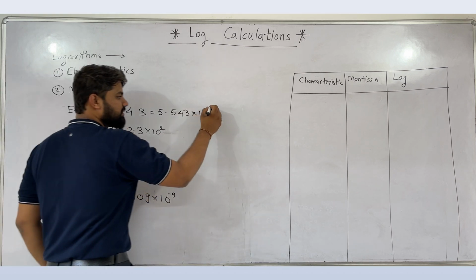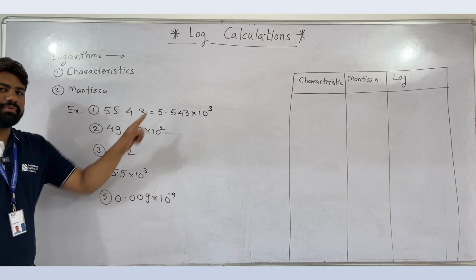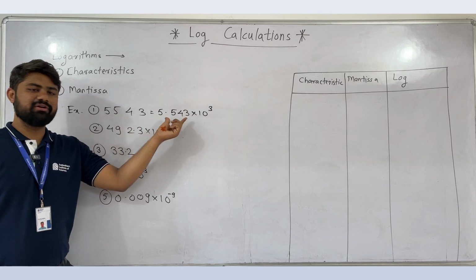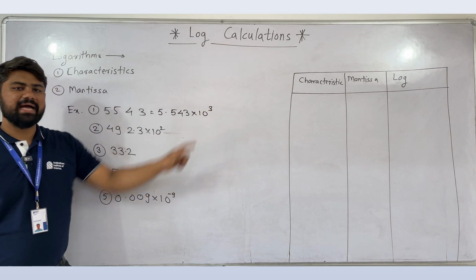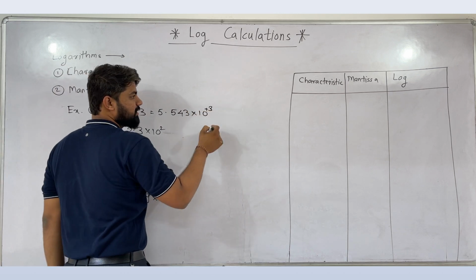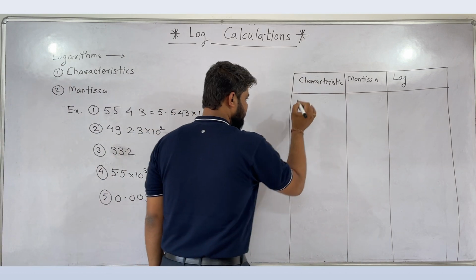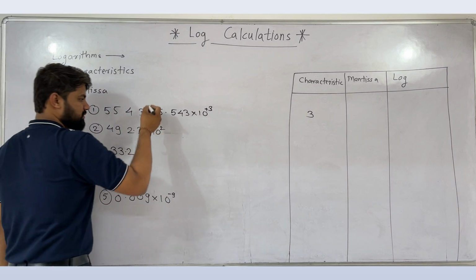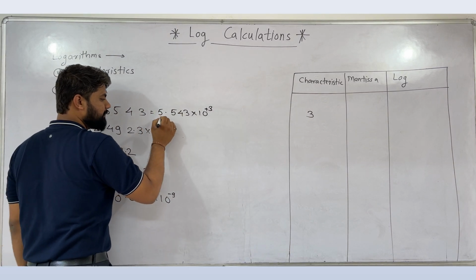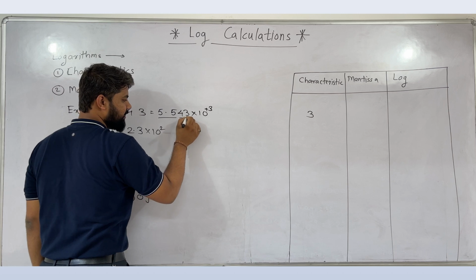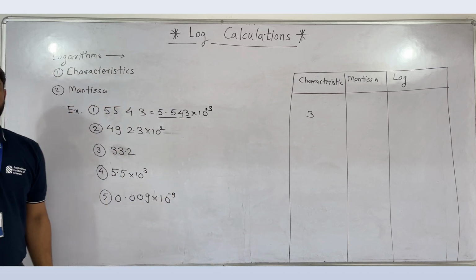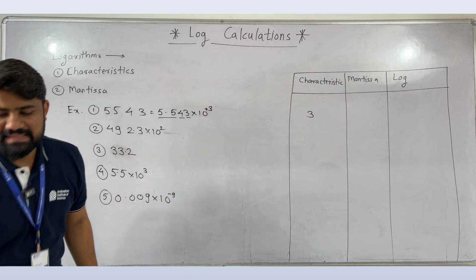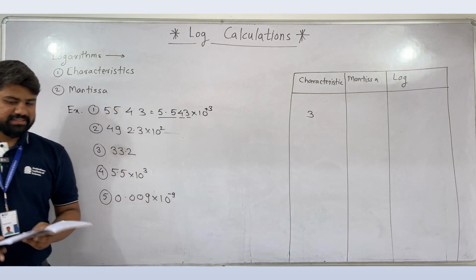So we will write 3 here, and will it be plus 3 or minus 3? It depends on the value. We have decreased the value of this, so the power of 10 has to be positive. So characteristic will become 3. Now what about mantissa? To find mantissa, we have to divide this number into 3 parts, 55, 4 and 3.